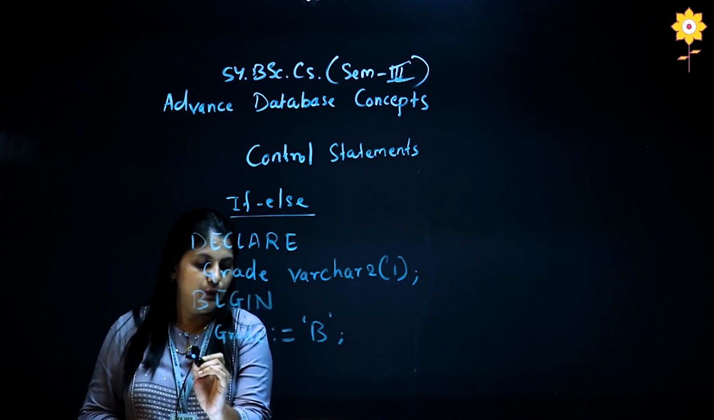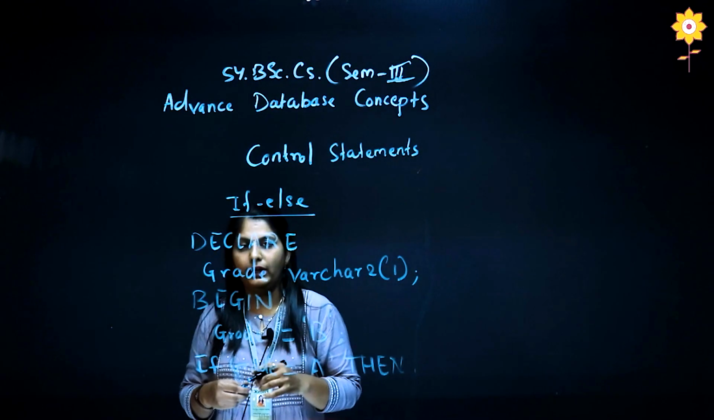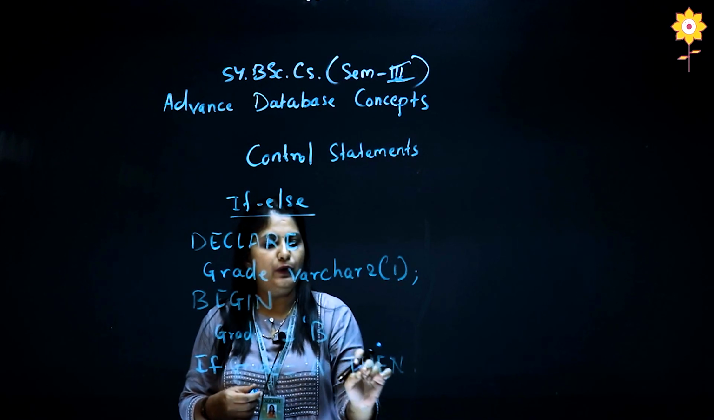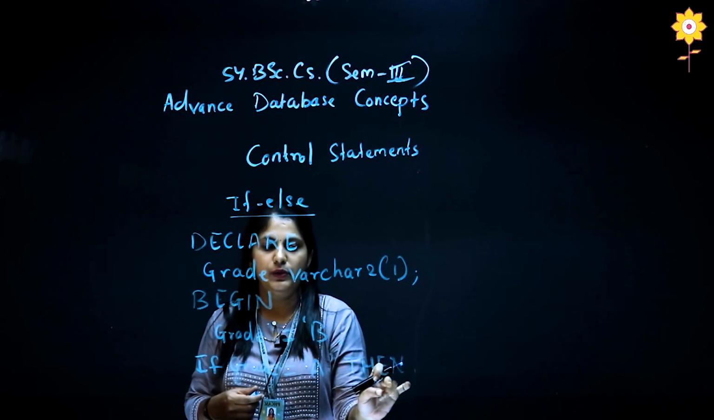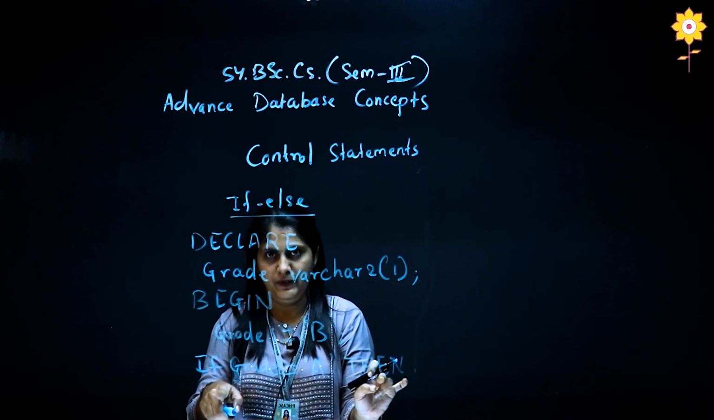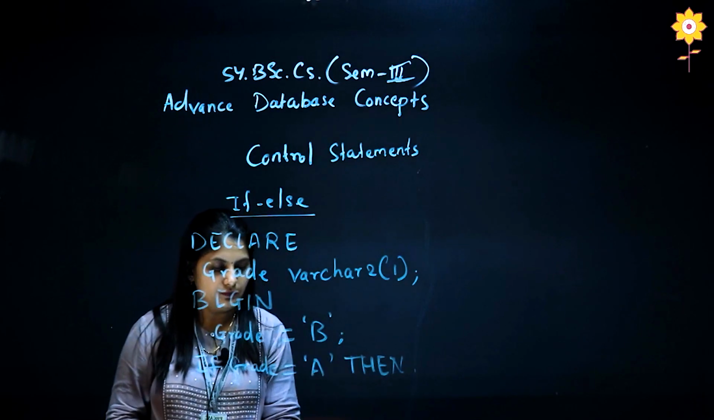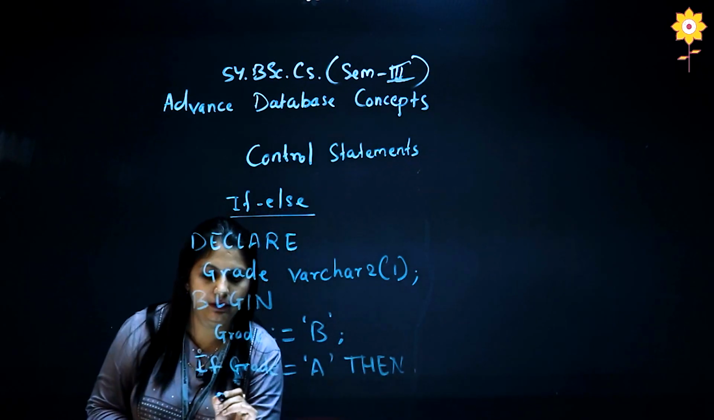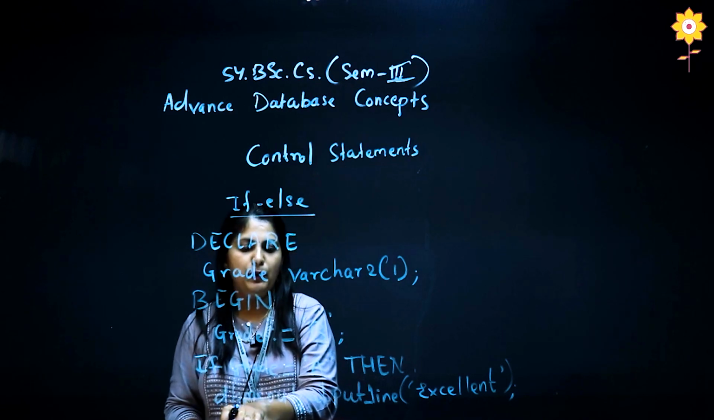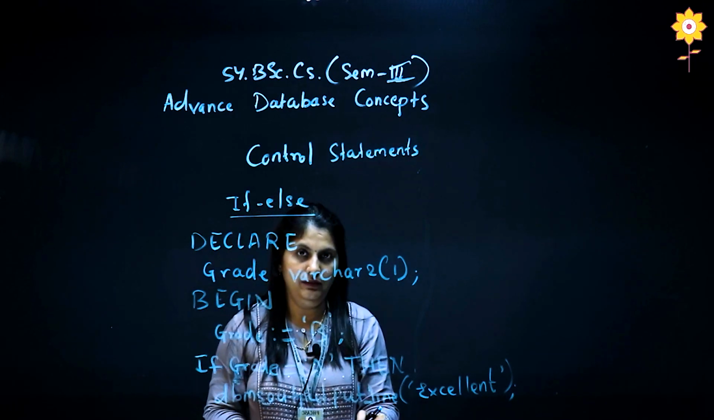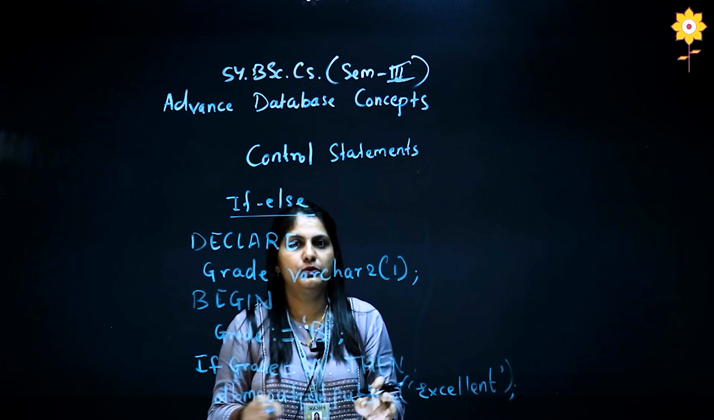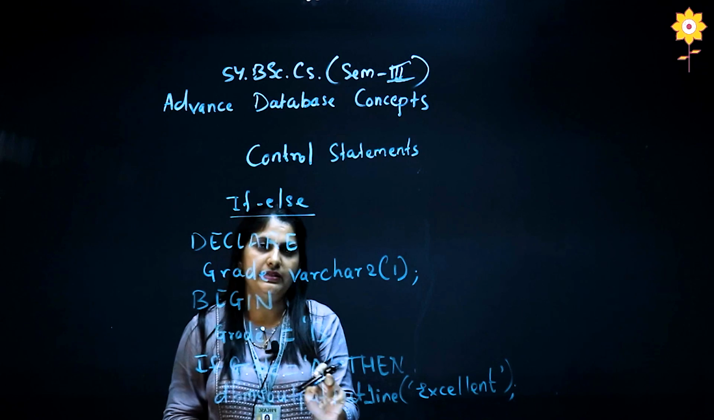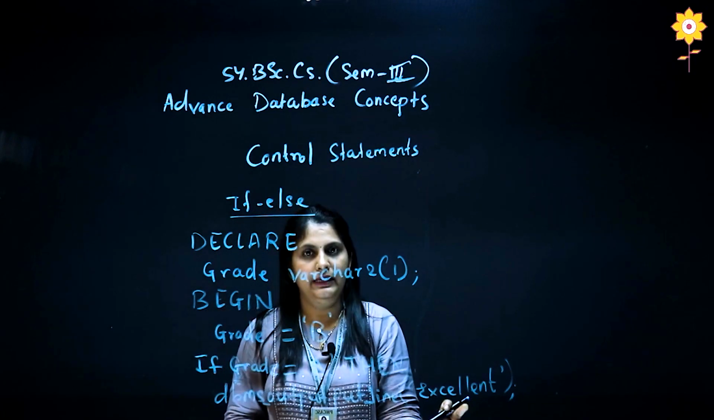For that we will use the if statement. Unlike OOP languages, where the if-else block does not use a then keyword, in PL/SQL we use the then keyword with the if statement. So if grade is equal to A, then what will it print? This is a procedure, DBMS_OUTPUT.PUT_LINE. It is a procedure which is used to display a message on the screen. Here I have given the condition that if grade is equal to A, then it will print Excellent.